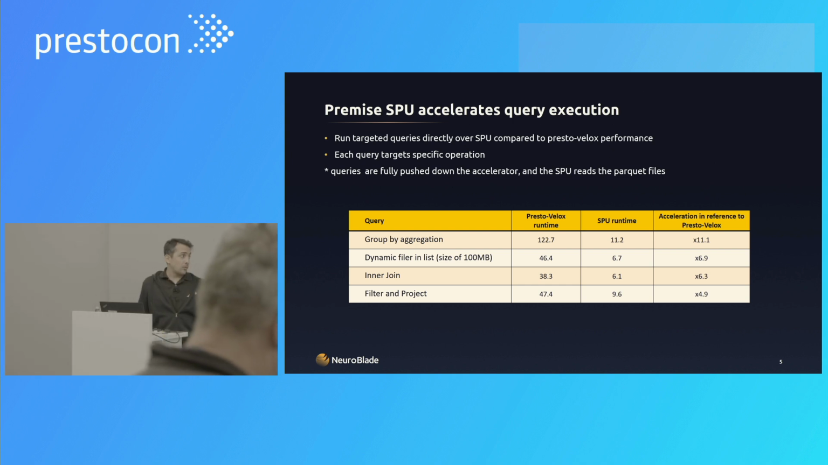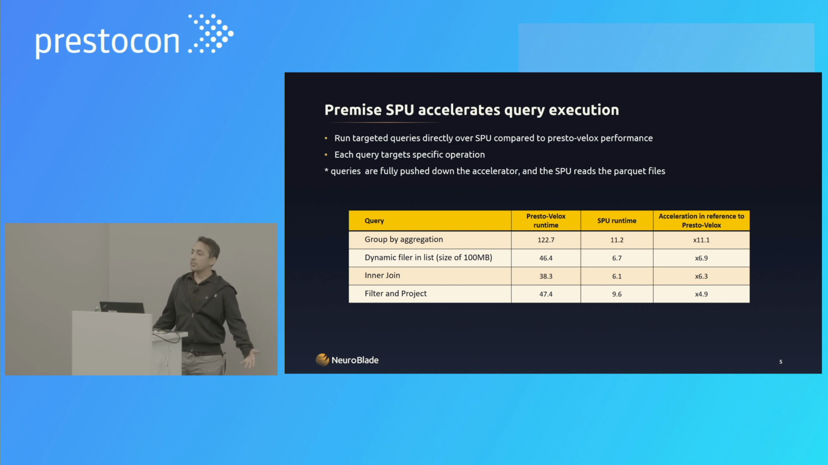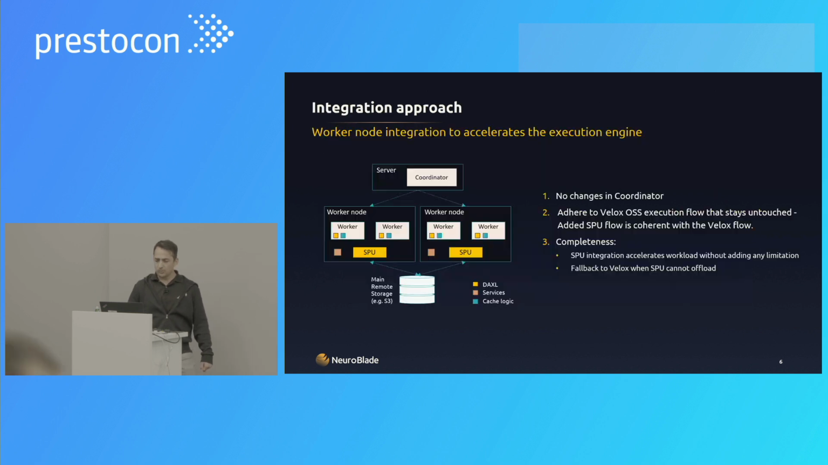What we saw was results which definitely motivated us to move forward to the next step, which was between a 5 to 11x performance gain of running over the SPU rather than running on the CPU using Presto-Velox. So the next stage after that was really to build this integration. We wanted to enable Velox to utilize the SPU. So we had a couple of guidelines and approaches for how we were going to do this.